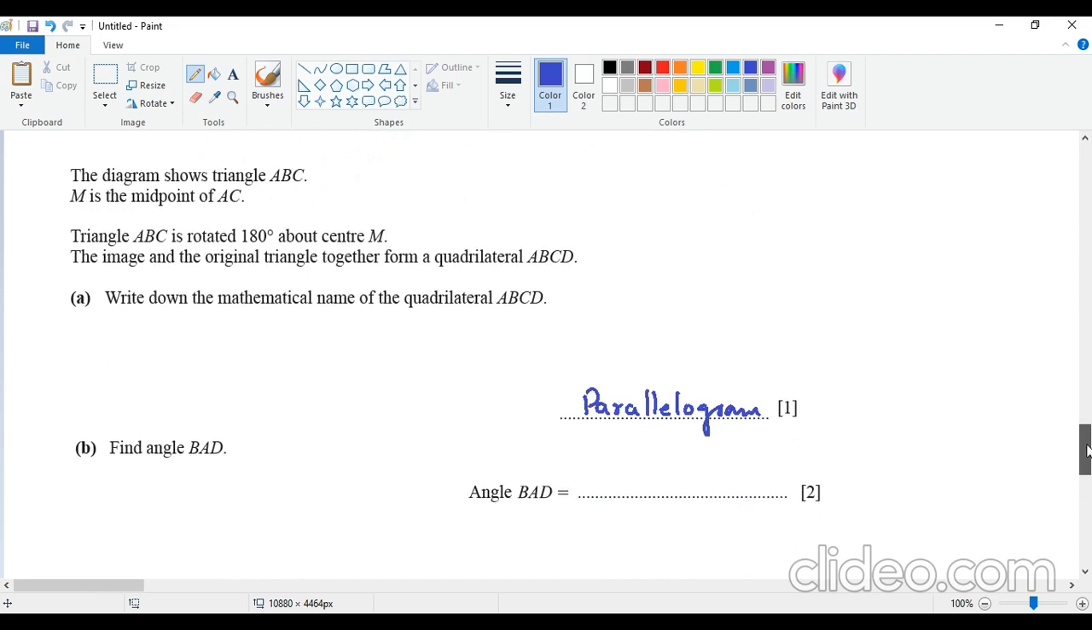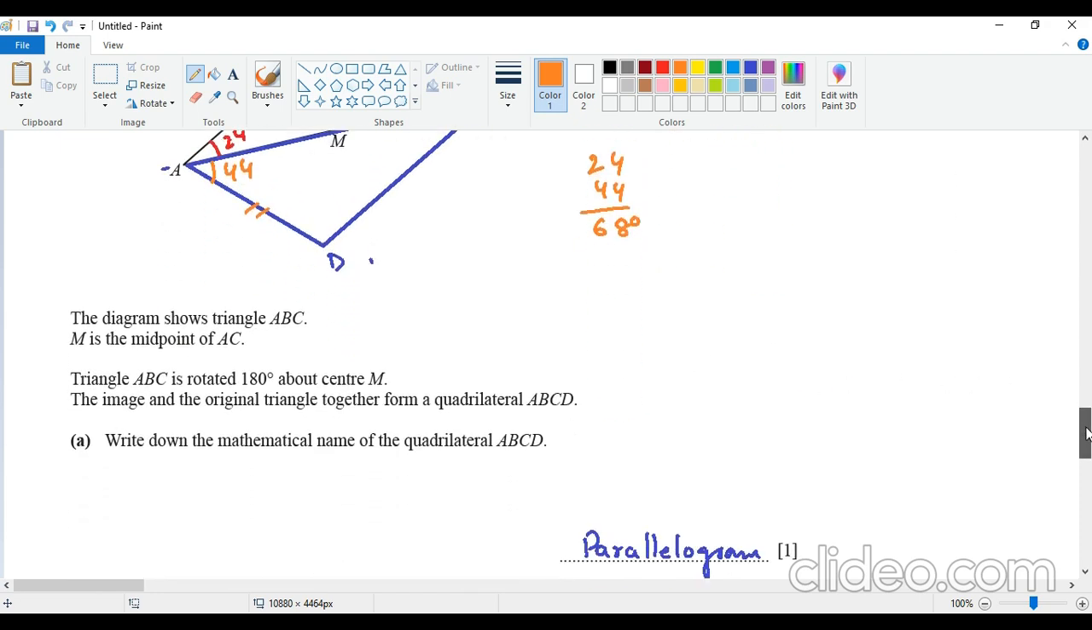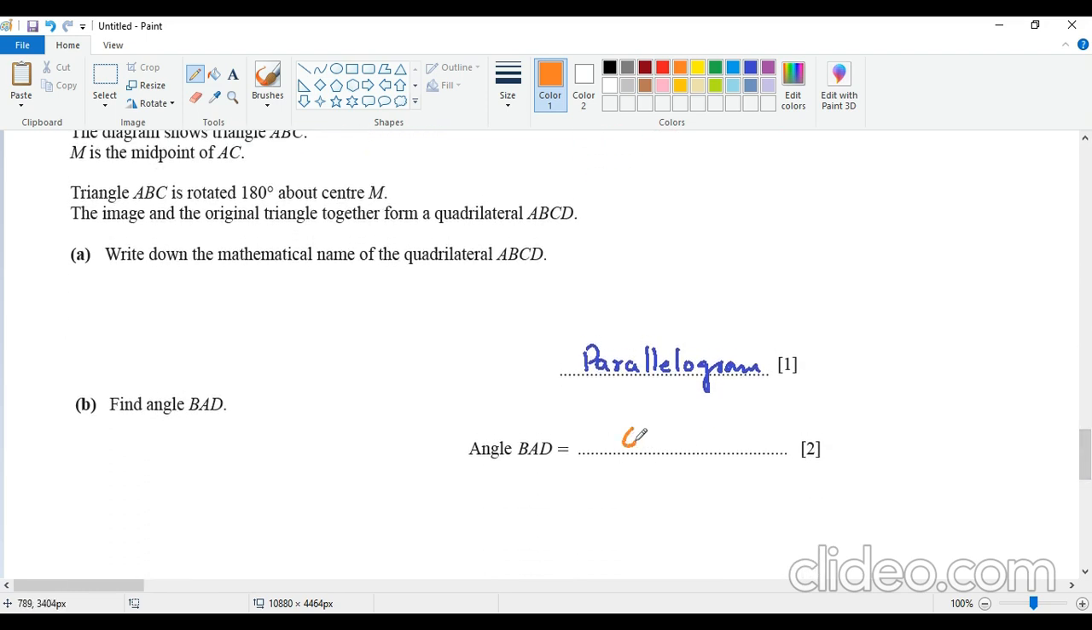Next, they are asking you to find out angle BAD. That means this whole angle they need to know. So we know very well that these two lines are parallel to each other. So this is going to be your alternate angle of 44, and 24 plus 44 is going to give us a 68, which is the right answer. 68 degrees. Never forget to write degrees in the answer when it comes to geometry.